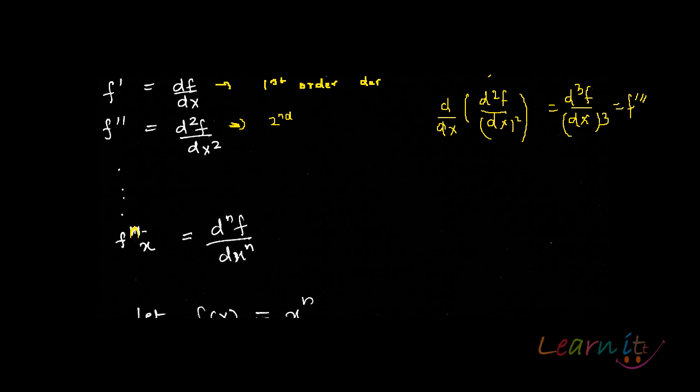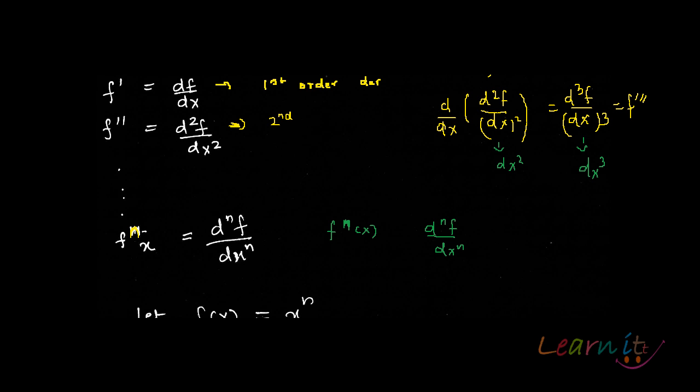So we can just mark it as f^n(x), okay, instead of making n times prime, which is a difficult task. So we can just put it as f^n(x), which is nothing but d^n f upon dx^n. You don't need to all the time put whole square, whole cube. You can even put it as dx square. Okay, this can be put simply as dx square. This can be put simply as dx cube.